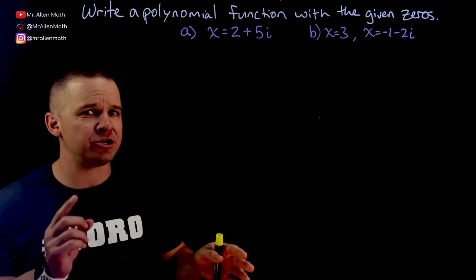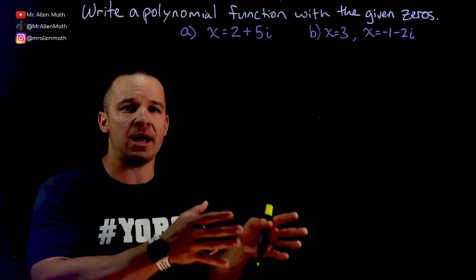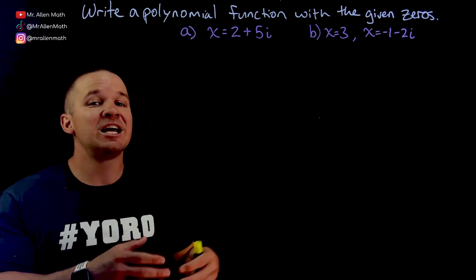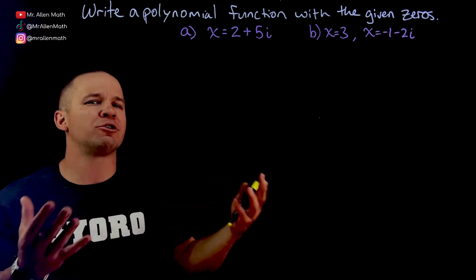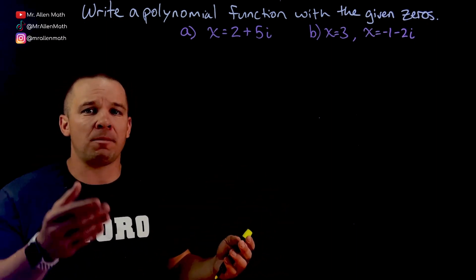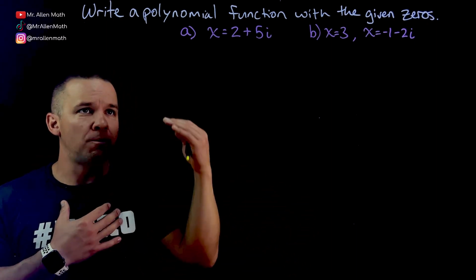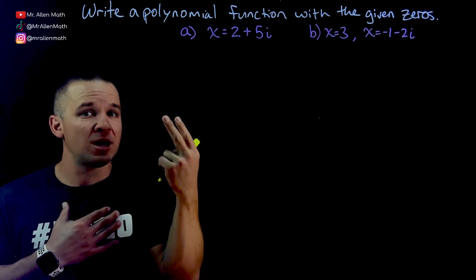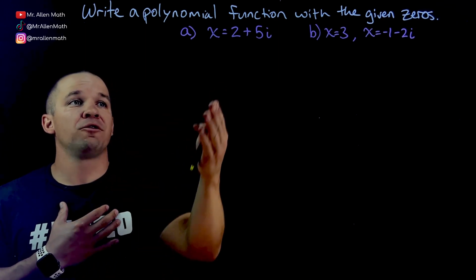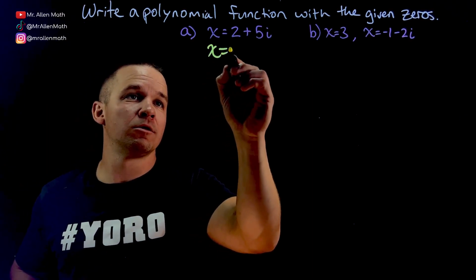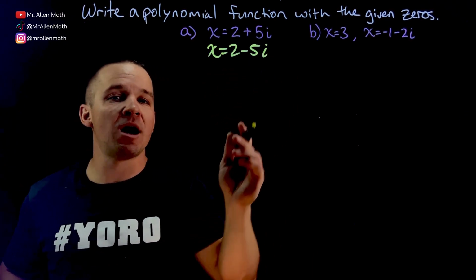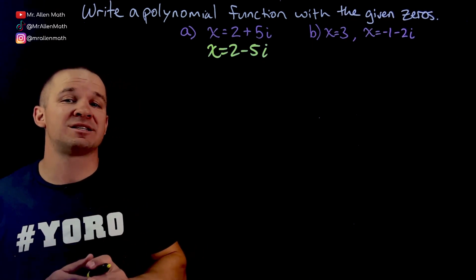Well, if you remember with imaginary numbers, they always come in pairs because the way I get an imaginary solution is when I'm square rooting a negative. Let's think about the quadratic formula for a sec. I would have plus or minus the square root, right? So positive, negative, it's two different results there. So for this one, I've got 2 plus 5i. I'm also going to have 2 minus 5i. So that's my other zero there that I'm going to use to write this function.